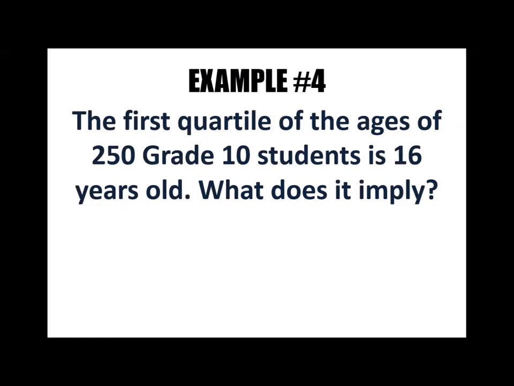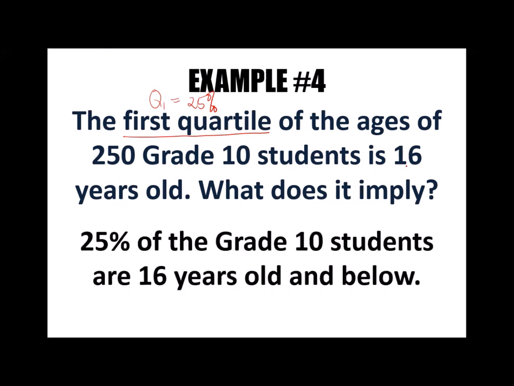Okay? Next one. The first quartile of the ages of 250 grade 10 students is 16 years old. What does it imply? Commonly, ang sinasabi sa akin ng mga estudyante dyan ay, so, first quartile, that is Q sub 1, which is equivalent with the 25%. So, nagko-conclude agad sila na, ah, yung 25% na yun, 16 years old na. But can you really conclude na lahat sila ay 16 years old? Hindi. Okay. Is that higher than or lower than? So, we are now pertaining to lower. So, pwedeng mas mababa sa 16. So, ang boundary mo lang ay 16 years old. So, 25% of the grade 10 students are 16 years old and below.